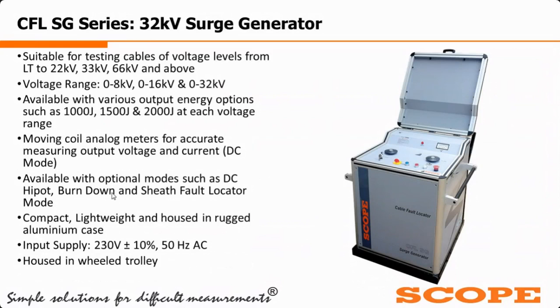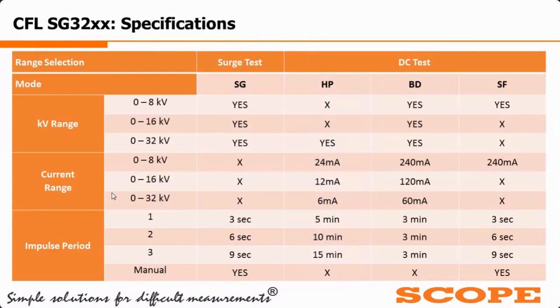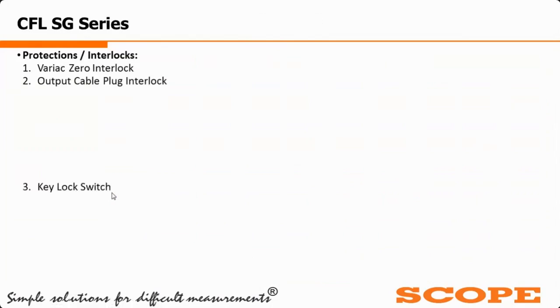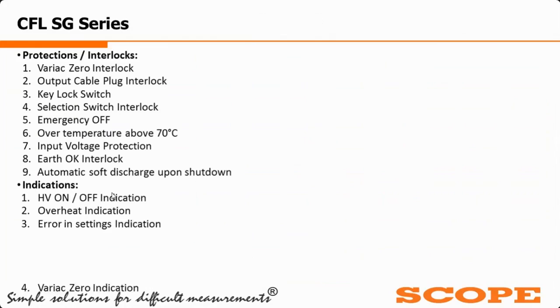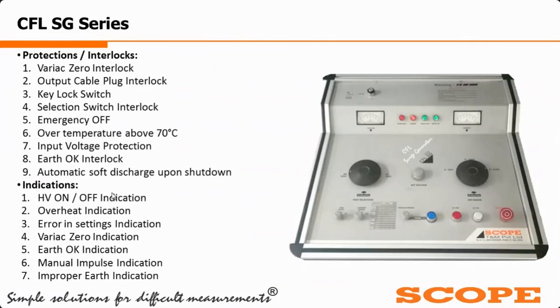This surge generator is equipped with various safety interlocks to ensure the safety of operating personnel from these HV operations. Various indications are provided to indicate the healthiness of the instrument and operating conditions. Next one, this is all about the 32 kV specification. In the CFL HG series, these different safety interlocks are provided in the surge generators to ensure user safety, and different types of indications are provided. This is the front panel of the 32 kV multi-mode surge generator, in which all modes are equipped.